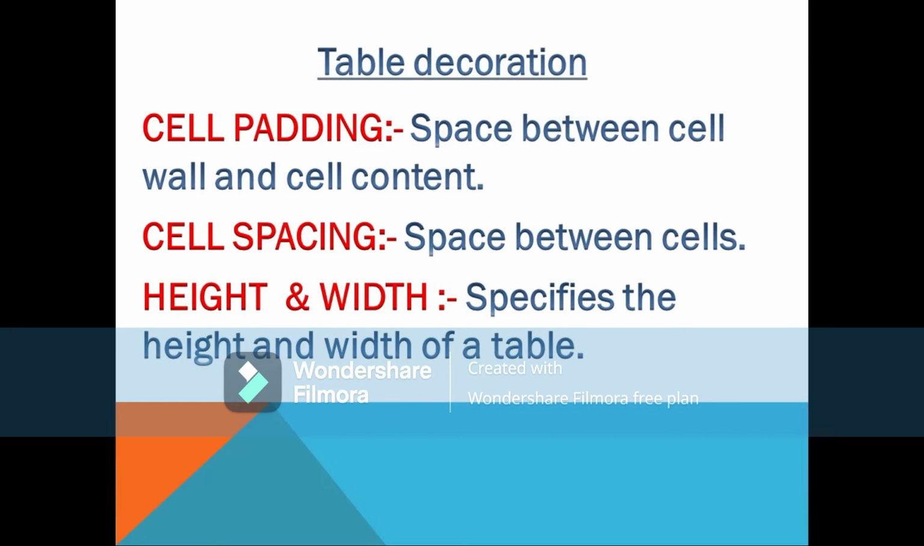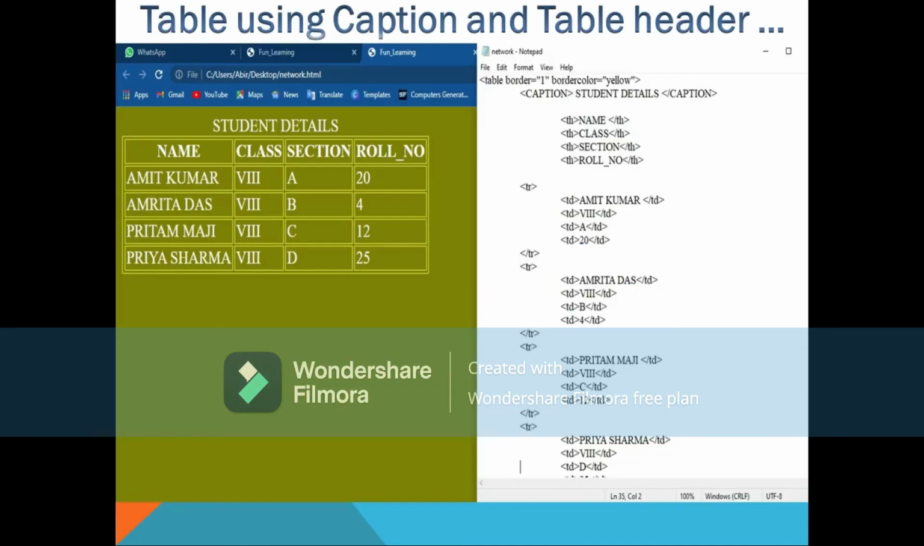Now while we are exploring the table, we should know about these things. What are these? Number one is cell padding, second is cell spacing, and third one is height and the width. What is cell padding? Cell padding means the space between the cell wall and the cell content. Means here this one Amit Kumar is written. So the gap between this wall and the content is called as cell padding. Means Amit Kumar and this wall will be in how much distance, that will be called as cell padding. You can increase it, you can decrease it.